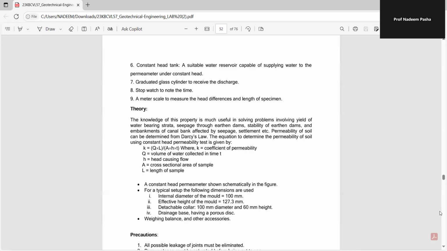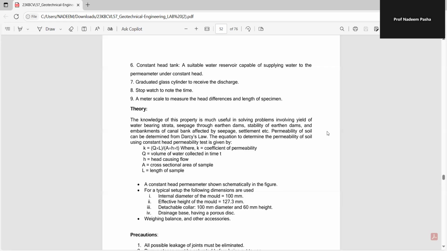Constant head tank, a suitable water reservoir capable of supplying water to the permeameter under constant head. Next, a graduated glass cylinder to receive the discharge. A stopwatch to note down the timing. A meter scale to measure the head difference and length of specimen.